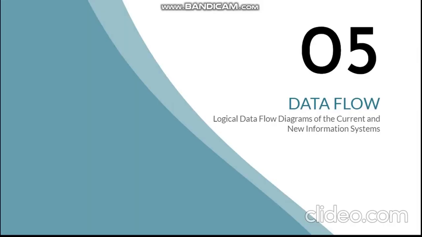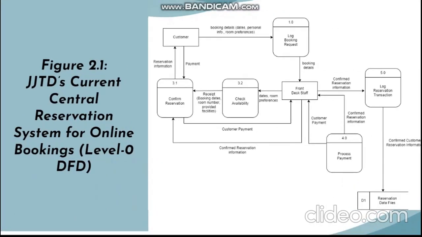Section 5. The logical data flow of the current and new information system. After completing the booking process, the system would produce a unique identifier for the reservation and save it in the booking database alongside the reservation details, such as check-in and check-out dates, room type, and any other preferences or requests. This information will be used to monitor hotel availability, track reservations, and send booking confirmations to guests.